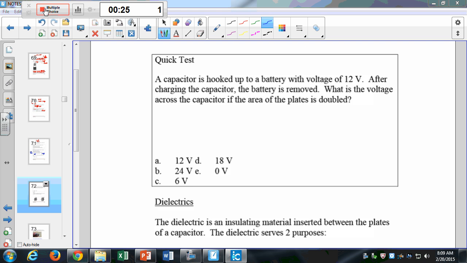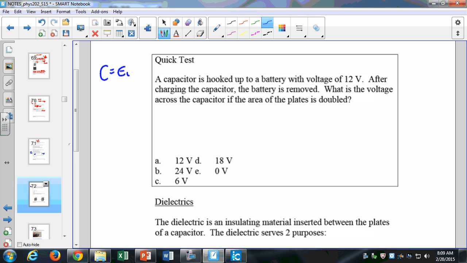So what you want to know is, by changing the capacitor, if the charge remains constant, how is the voltage changed? You're looking at a couple of different relationships here. C is epsilon naught A over D, and also Q is equal to CV. So I'm changing the area, I'm keeping Q constant, and I want to know what happens to the voltage.